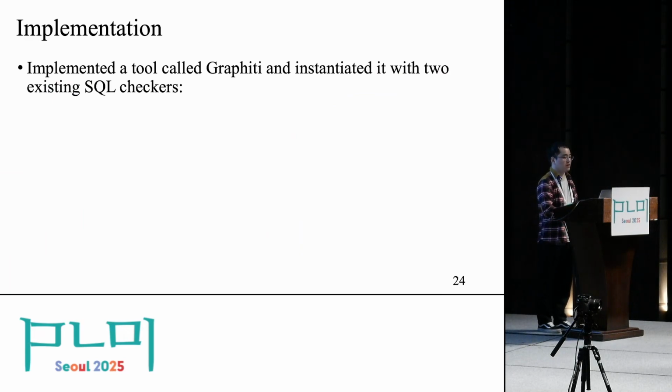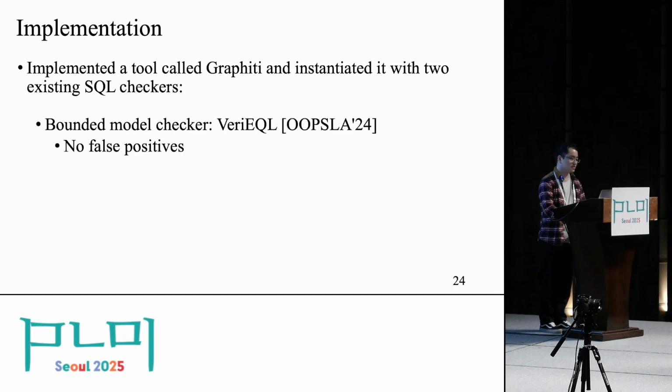Now, let's focus on the evaluation part. We implement a tool called Graphiti and instantiate it with two existing CQ checkers. The first one is a bounded model checker called VeriEQL, proposed in 2024. It refutes equivalence by generating counterexamples and produces no false positives.